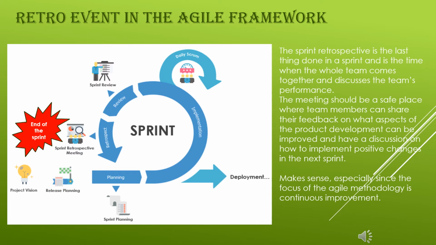In the image you're seeing right now, if you observe, the sprint retrospective is one of the last things done in a sprint and is the time when the whole team comes together and discusses the team's performance. The meeting is expected to be a safe place where team members can share their feedback without thinking much about higher level management or the leadership. In that sense it is a safe place where they can share their actual feedback about how the work was really done. It makes sense, especially since the focus of the agile methodology is continuous improvement.